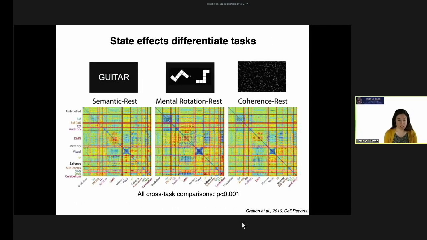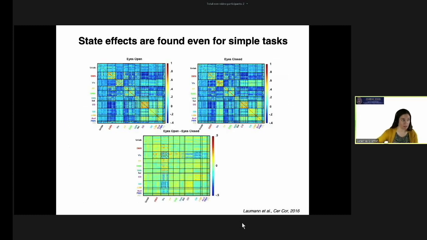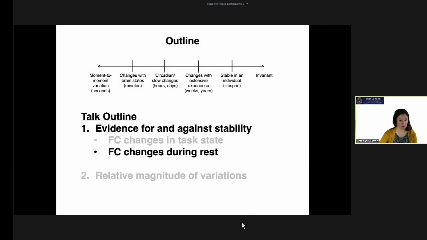Moreover, individual tasks can also vary meaningfully from one another, not just from rest. And in fact, this likely supports the very accurate decoding of task state that you can have based on functional connectivity data. This can also be seen with variations in very simple task states. For example, eyes open versus eyes closed task states can produce very systematic variations in functional connectivity. So there's substantial evidence for differences in functional connectivity based on task.